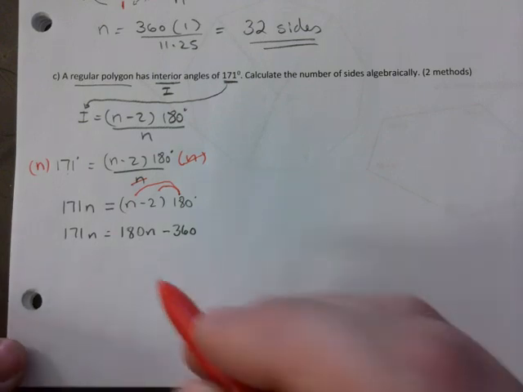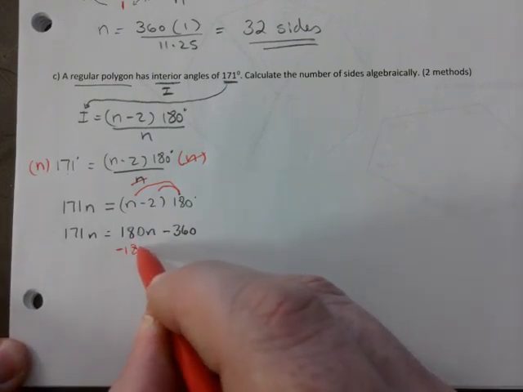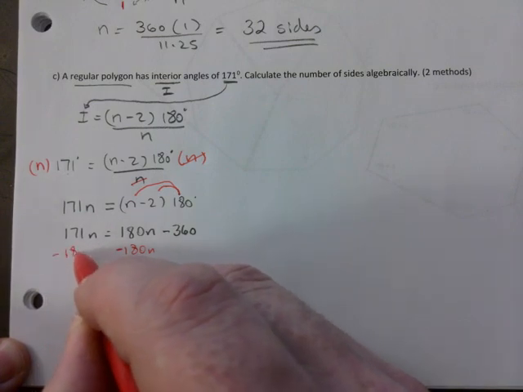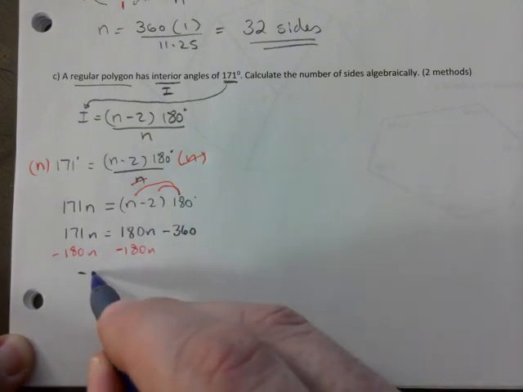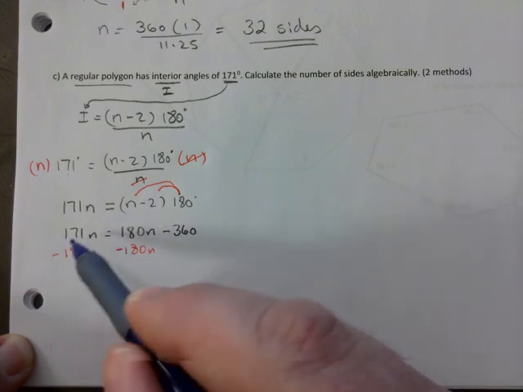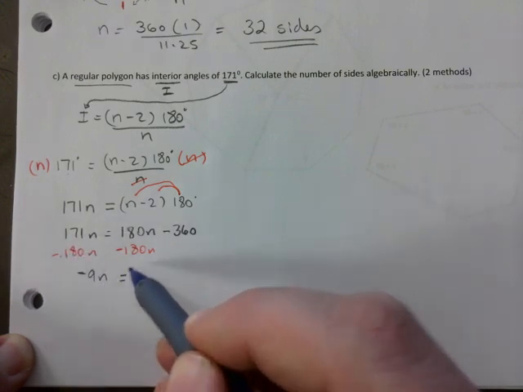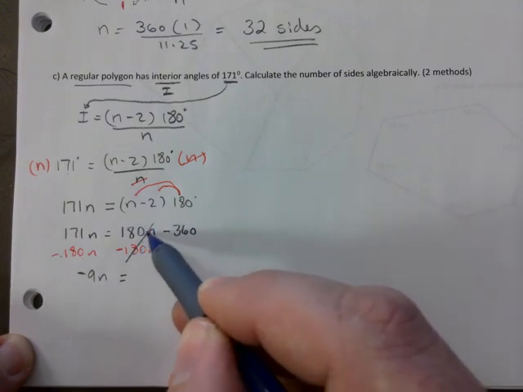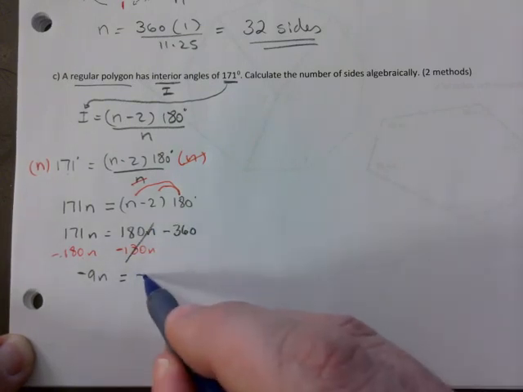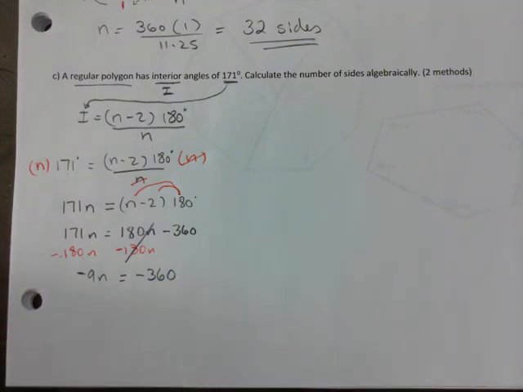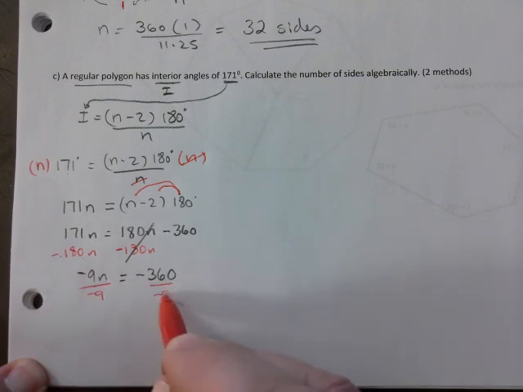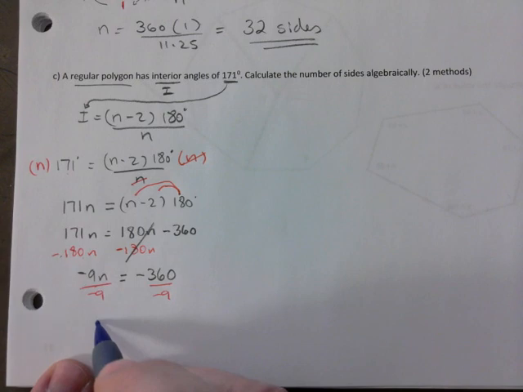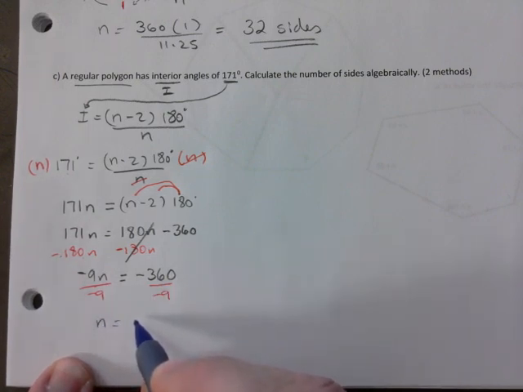Now, what I will do is subtract 180n from both sides because I'm trying to combine the n's. You end up with negative 9n, right? It's 171 minus 180, that's negative 9n. Here you conveniently get rid of the 180s, so you're left with negative 360. And your last step here would be to divide both sides by negative 9. Make sure you practice these over the weekend. So that's 40 sides.